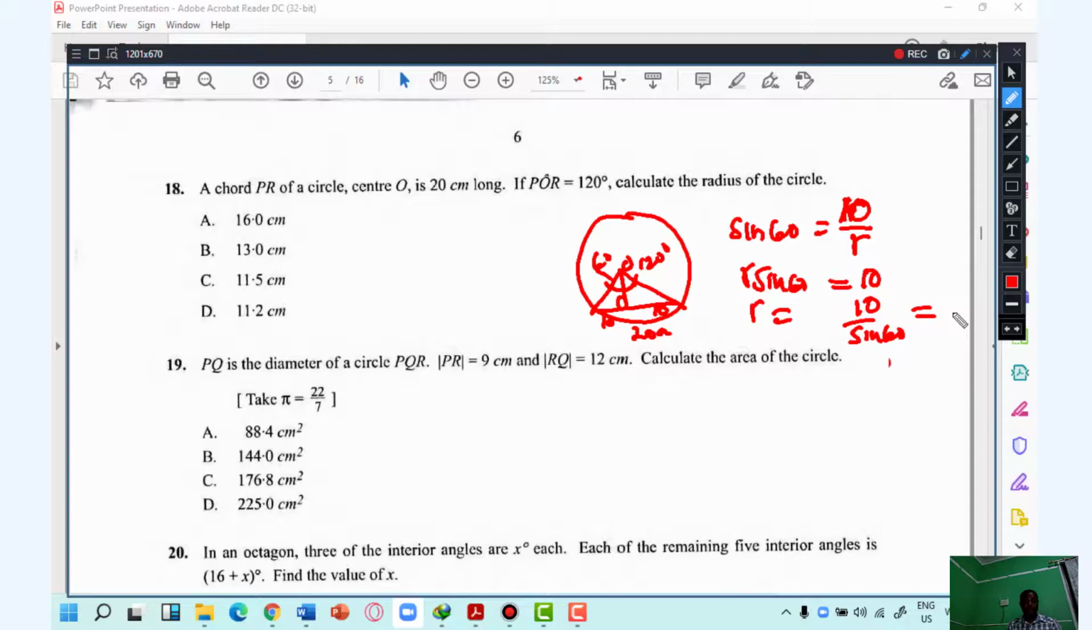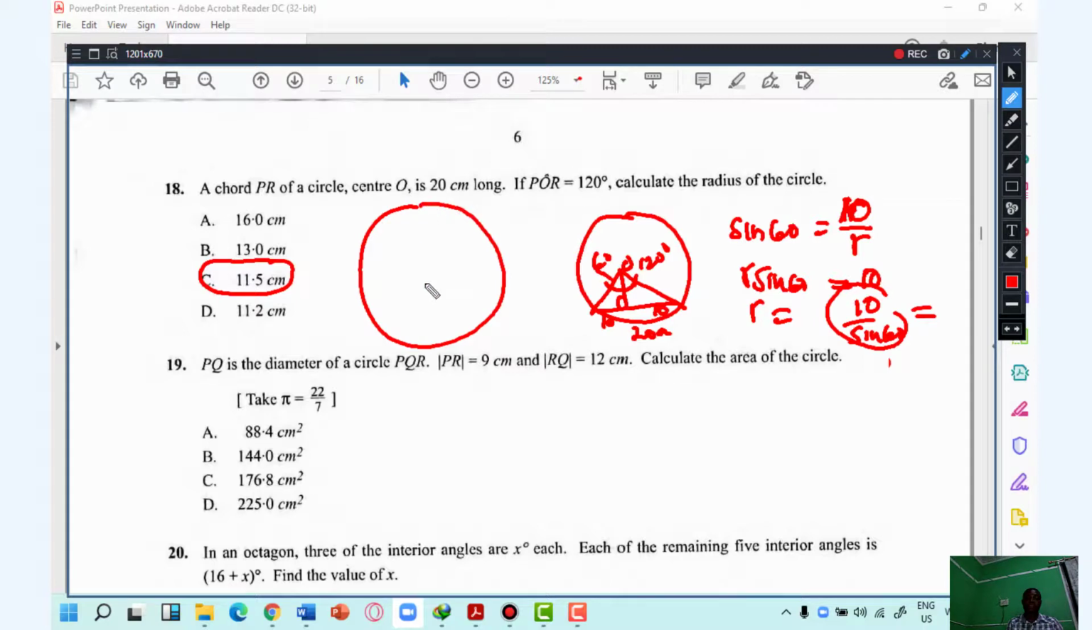So you get 5 root 3, which will give us 8.66. 10 over sine 60, so 10 divided by sine 60. Our answer is 11.54, so it's 11.5 that will be our answer. When you put this into the calculator, you get that. So let me take it again.